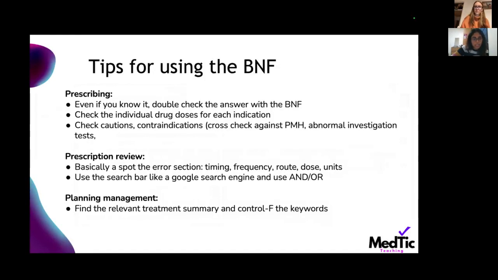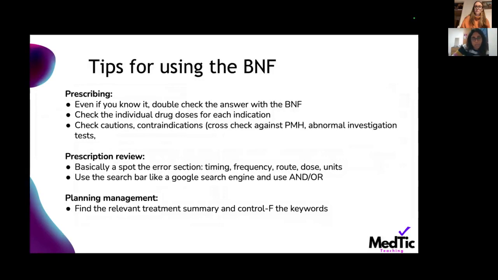A lot of the time, the PSA might try and confuse you and give you unnecessary information that you don't need, but sometimes it might actually be information that you need. So it's definitely worth reading the patient blurb completely and taking into account all of the information that they give you. And then the prescription review, like Tess said, is basically just to spot the error.